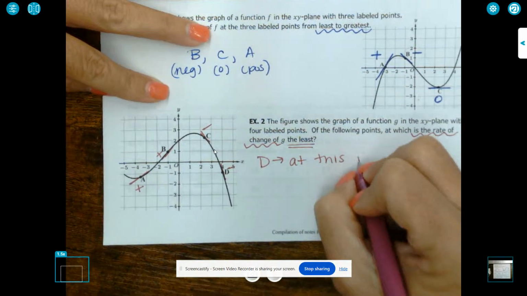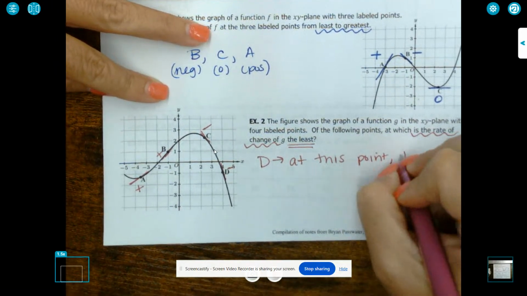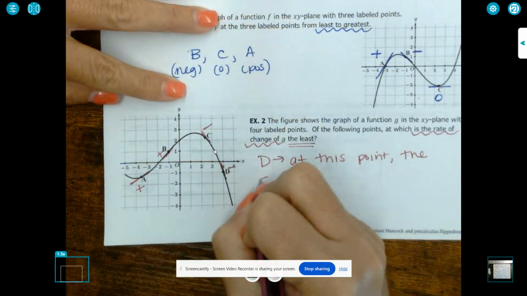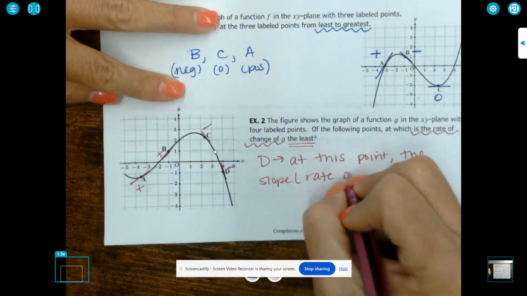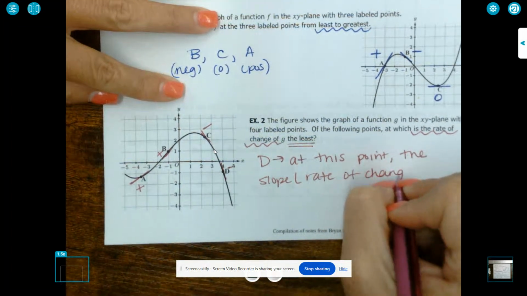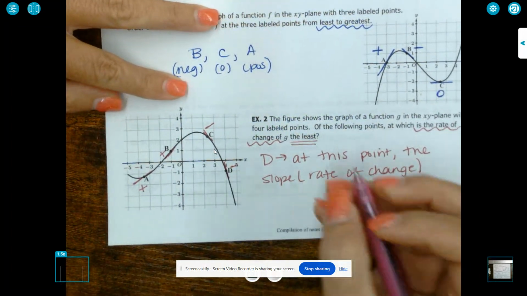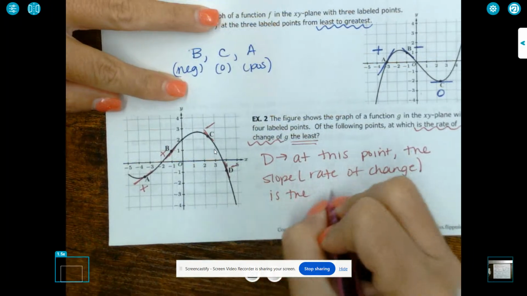At this point, the slope, or we're going to call it the rate of change, is the most negative.